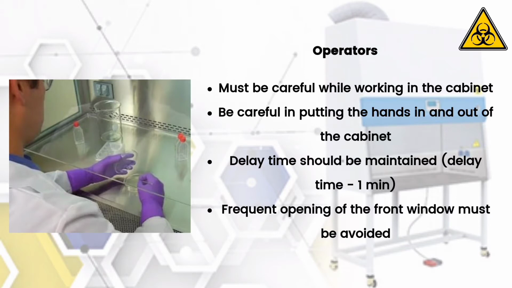If the cabinet is not used properly, then it loses its capacity to protect. So, they must be careful in putting their hands or arms in and out of the cabinet. Materials must be handled in a proper way before placing their arms inside the cabinet. A delay time of 1 minute should be maintained to adjust to the airflow inside the cabinet. Frequent opening of the front window must be avoided by the operators.